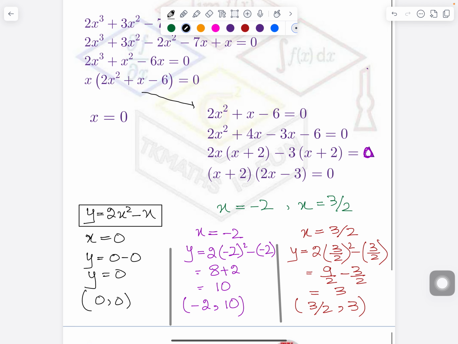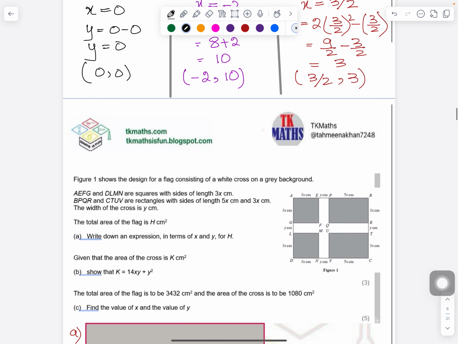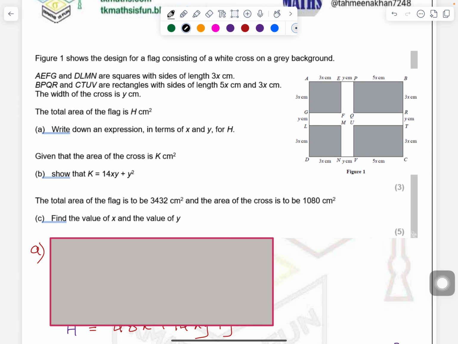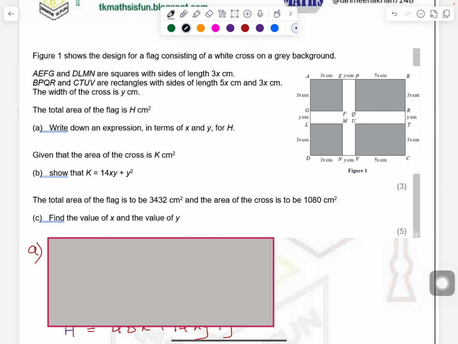And now one past paper question which I have solved here, but you can put the video on pause and try it yourself first. So here is the question. Let me increase the size of it. So now I'm showing you the solution and you can tally with your working here. This is a design of a flag given to you, and it has two parts, a white cross and a gray background. This paragraph is giving the information which is written in the picture already here.